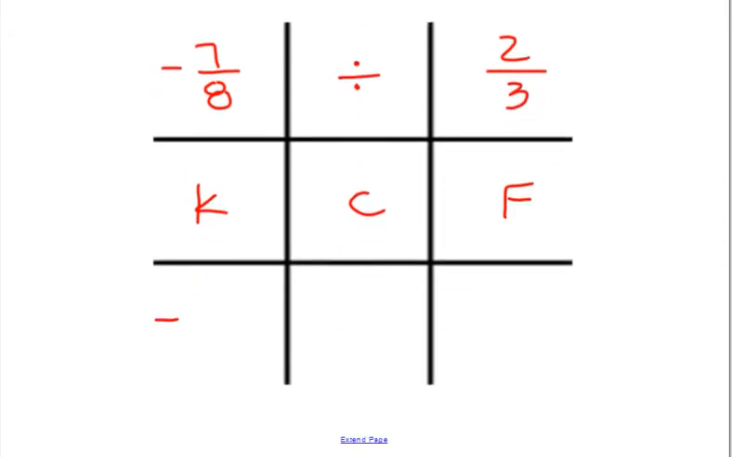So we're going to keep negative 7 over 8. We're going to change division to multiplication, and we're going to flip 2 over 3 and make it 3 over 2. Now, let's try the cross-canceling bit. Can 7 over 8 cancel? No. Can 3 over 2 cancel? No. Let's go diagonal now. Can 7 over 2 cancel? No. Can 3 over 8 cancel? No. And when I say cancel, I mean simplify.